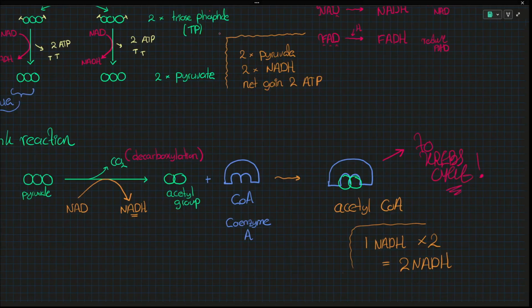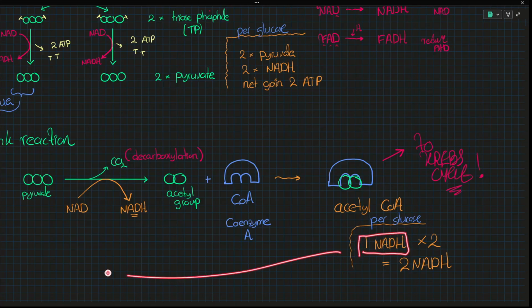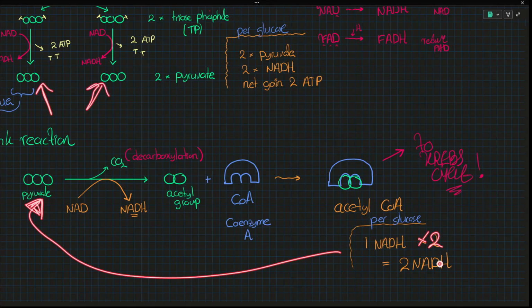The link reaction stage. So here under these almost like boxy things, we're talking about per glucose molecule. So here, obviously, per glucose molecule, we got 2 pyruvate, 2 NADH, and there's a net gain of 2 ATP. Here, just 1 NADH per pyruvate. Each glucose molecule produces 2 pyruvate molecules. Therefore, you simply have to multiply things by 2. And now we know that we have 2 NADH molecules.